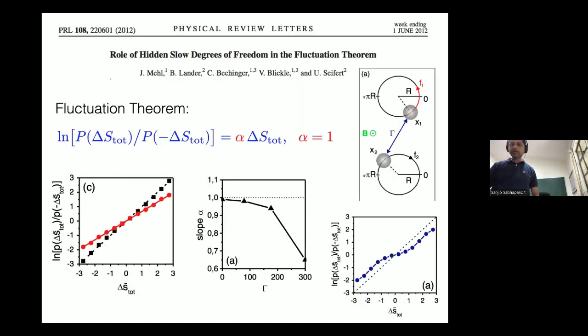In fact, this question was posed earlier. There are these two particles, magnetically coupled, and you look at the entropy production for one of these particles. What the fluctuation theorem says is that this relation with alpha equal to 1 is the fluctuation theorem, and what these authors found is that it is not alpha equal to 1, but alpha equal to something else. But as you reduce this gamma, which is the coupling, alpha approaches 1. So in the limit gamma going to 0, it satisfies this fluctuation theorem.